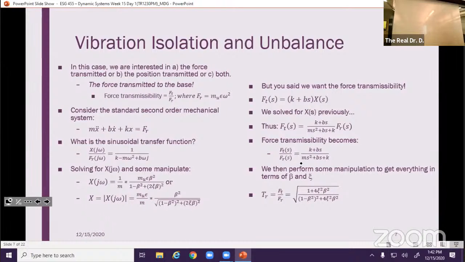So why did we have to find x anyway, x of s? We needed x of s so we could plug it into our equation on the second line on the right. That's why we went and got that. So there it is. Once again, you need to know beta and you need to know zeta. That's what we need to know.